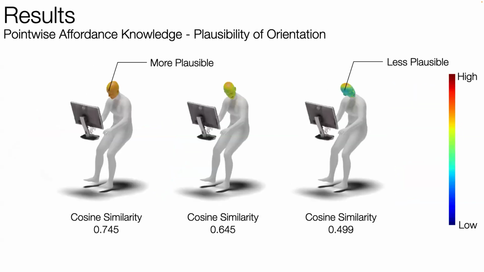We can also get the information for orientation tendency, for example, here. In this example on the left side, if the human pose is something like that, our model can recognize it's more plausible than the other case. Basically, we can see the alignment between the current pose and the one we learned from the data here. So red means it's more plausible, blue and green means it's less plausible here.